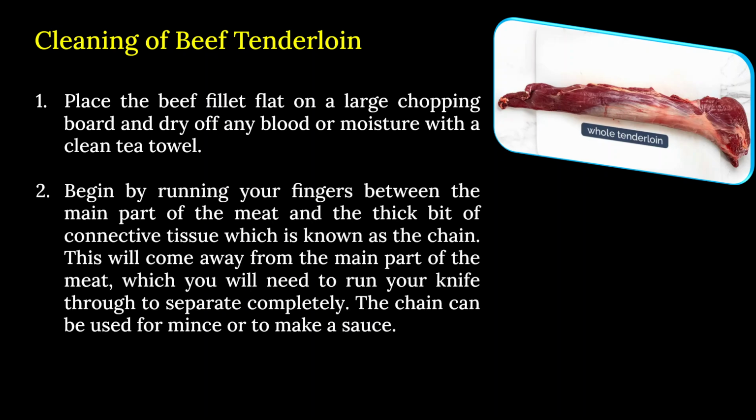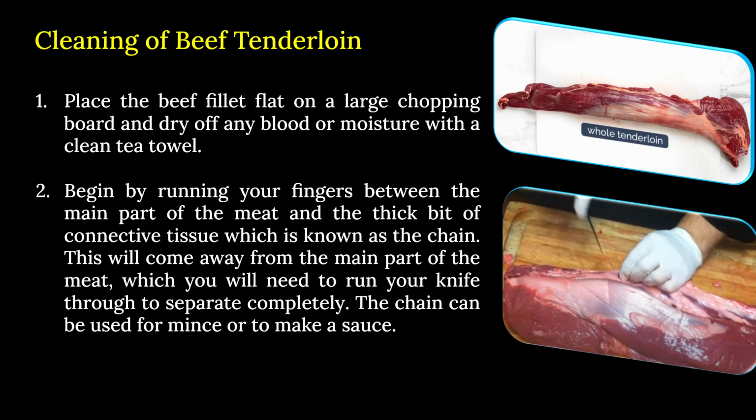Now what happens? Begin by running your fingers between the main part of the meat and the thick bit of connective tissue which is known as the chain. If you look at this fillet, you'll find that this is the main part of the fillet, and here we can see another one side by side, one long attachment, and this is known as the side chain. It is a chain of muscle. We don't need that as a part of the fillet. We have to remove that.